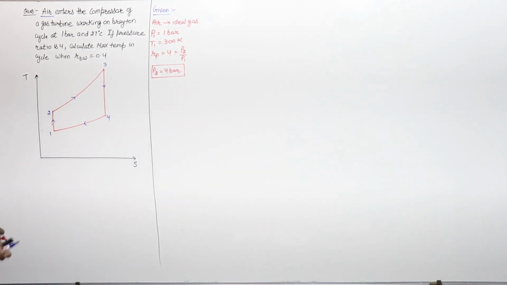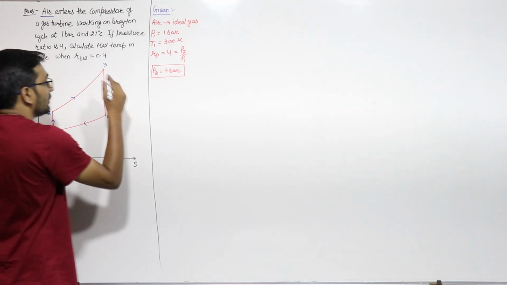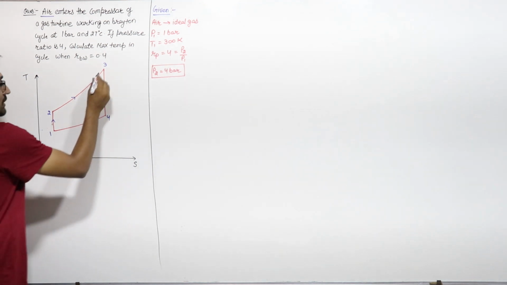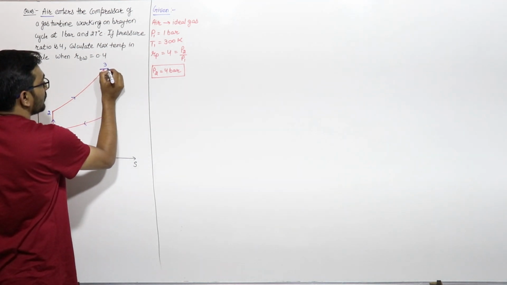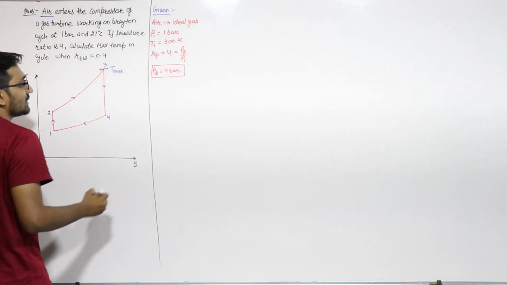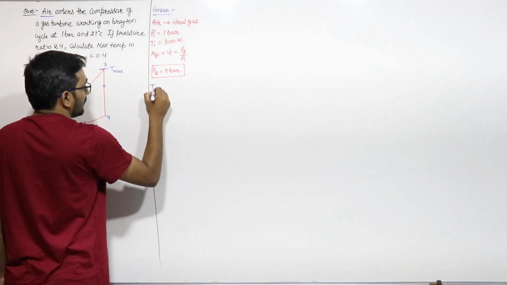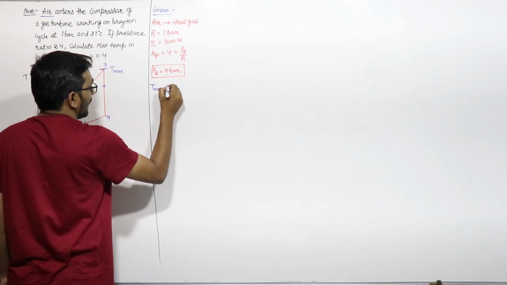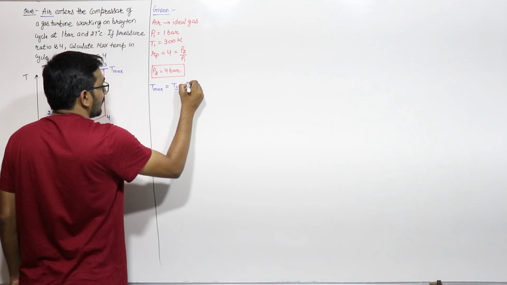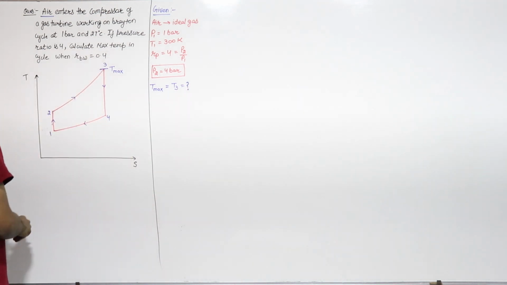We have to calculate the maximum temperature. Maximum temperature means T3. In this cycle, this is the Brayton cycle on the TS diagram. The maximum temperature corresponds to this point T3, the maximum temperature in the cycle. So we have to find the maximum temperature, that is T3.